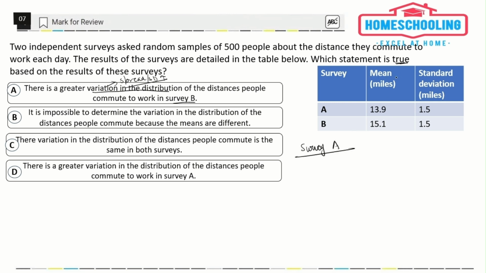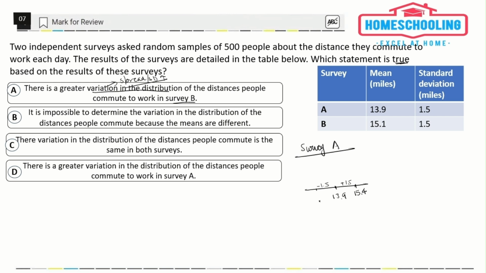For survey A, the mean value is 13.9. So this is your mean value, and it has a standard deviation of 1.5. So 13.9 plus 1.5 is going to be 15.4. We have taken plus 1.5 standard deviation, and on the left side, we'll take minus 1.5 standard deviation.